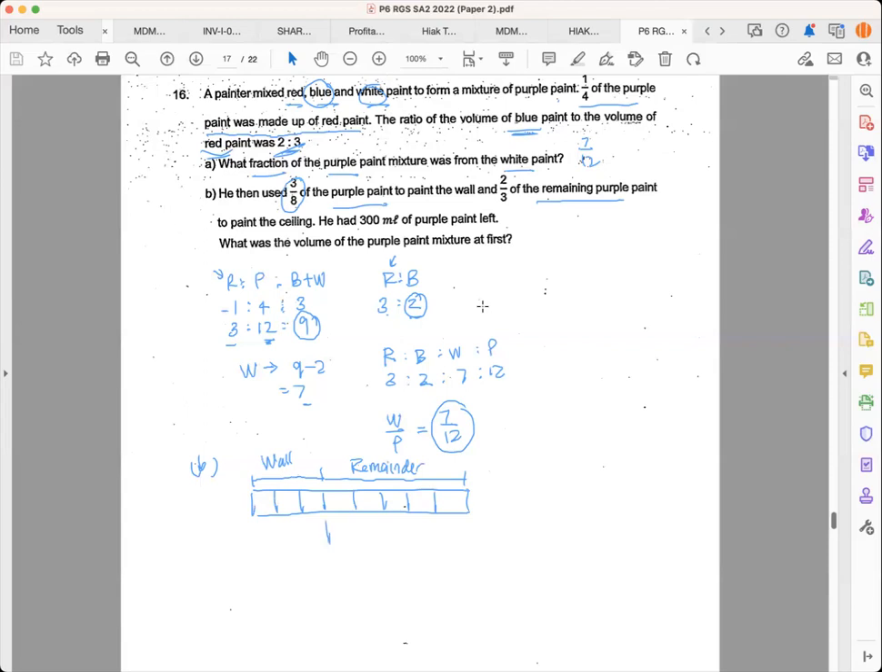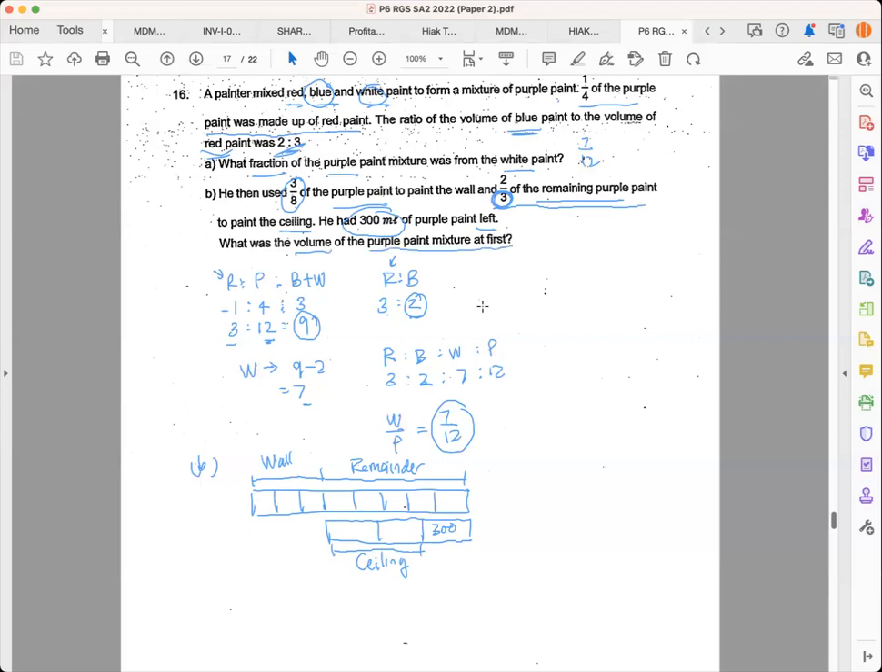I'll redraw the remainder below in a separate bar. This statement tells me 2/3 of the remaining purple paint is used to paint the ceiling. So the remaining purple paint can be divided into 3 parts. And 2/3 is to paint the ceiling. Okay? And he had 300 ml of purple paint left. So this is 300. The question is, what is the volume of the purple paint at first?